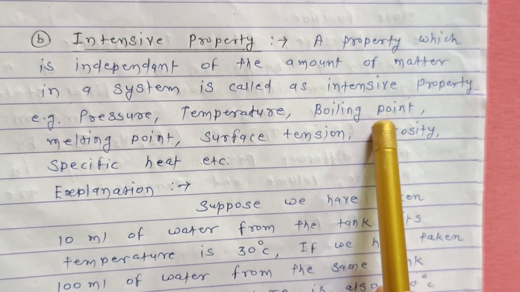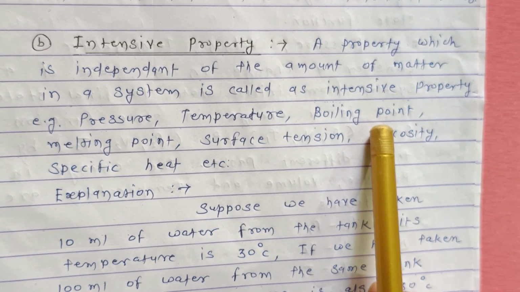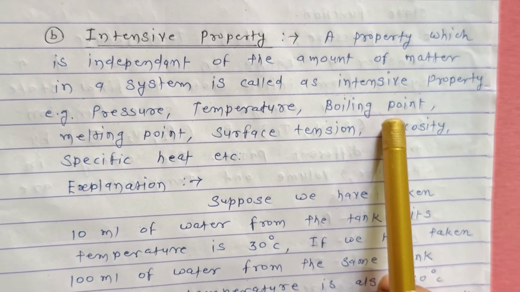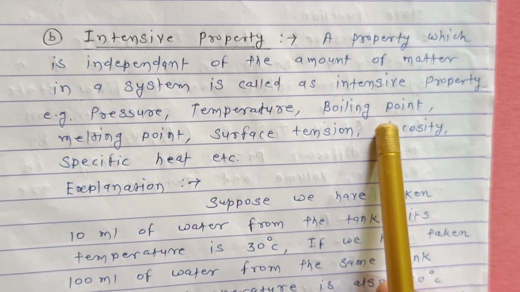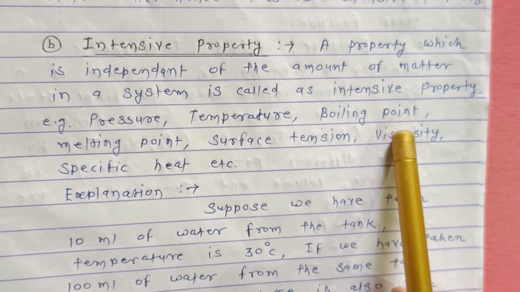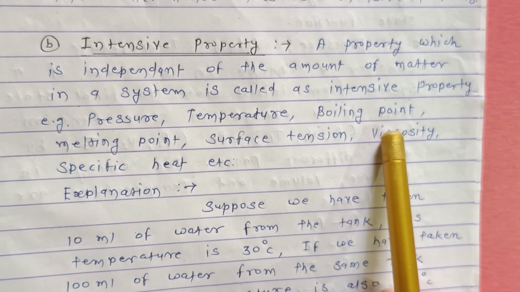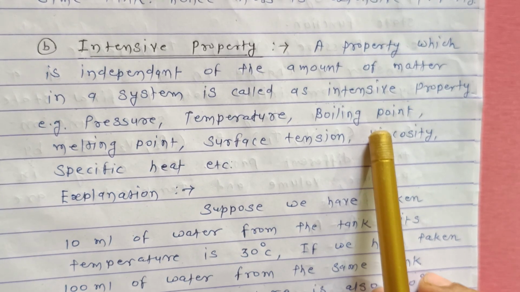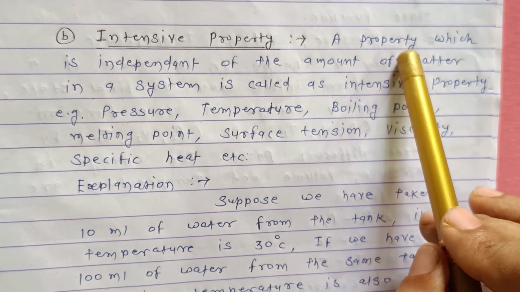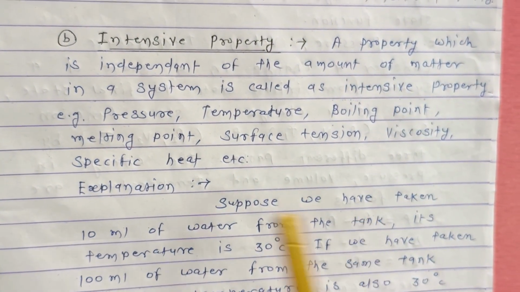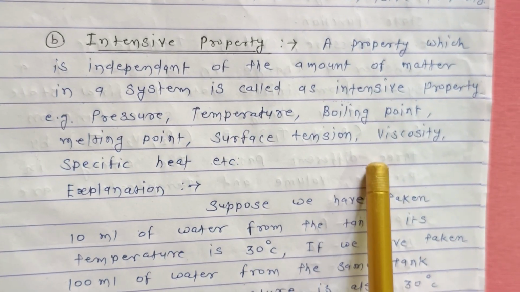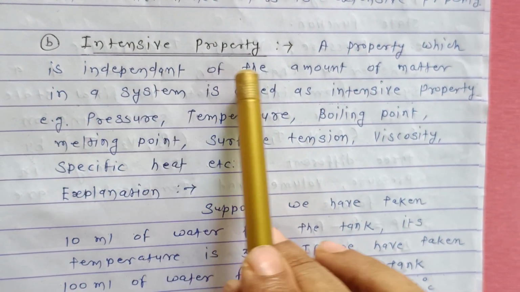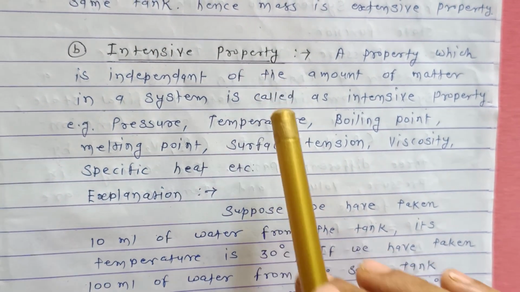Suppose you are considering the boiling point. Boiling point of water is 100 degrees Celsius. You have taken 10 ml water, it will boil at 100 degrees Celsius. If you have taken 50 ml water, it also boils at 100 degrees Celsius. If you have taken 1 liter of water, it also boils at 100 degrees Celsius. Means whether quantity of matter is increased or decreased, this property remains constant, and that's why it is called as intensive property.